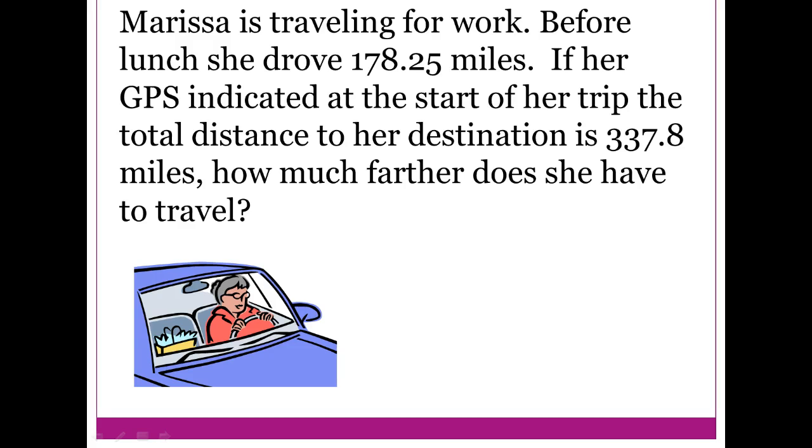So again, we have to figure out, are we trying to find the sum or the difference? Well, in this case, she drove a certain amount of miles, and she still has some left to go. The GPS indicated that the total distance is 337 and 8/10 miles. So that would be everything she travels all together. So far, she has driven 178 and 25/100 miles. So that's just a part of the trip.